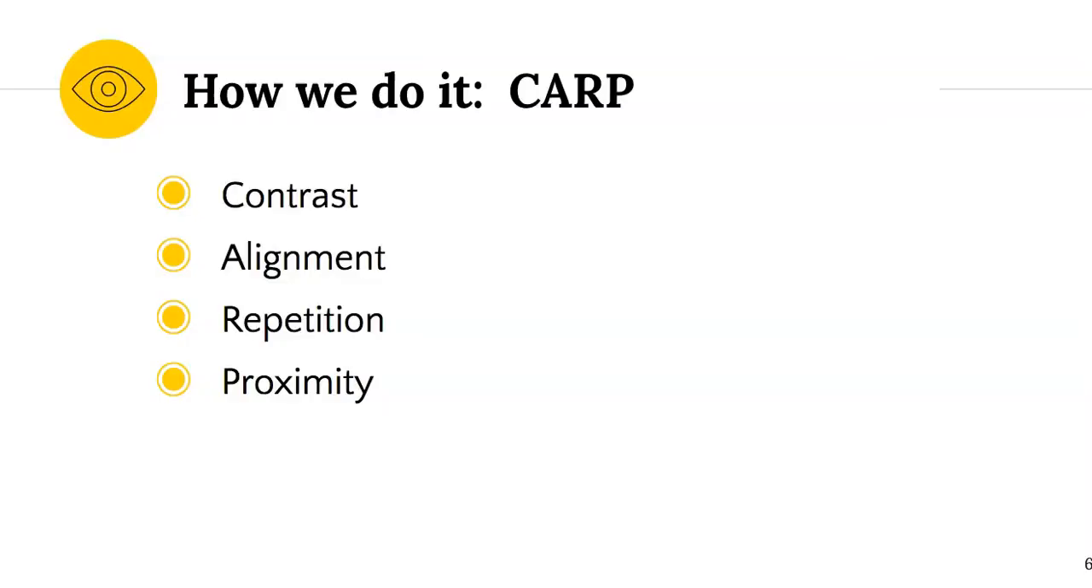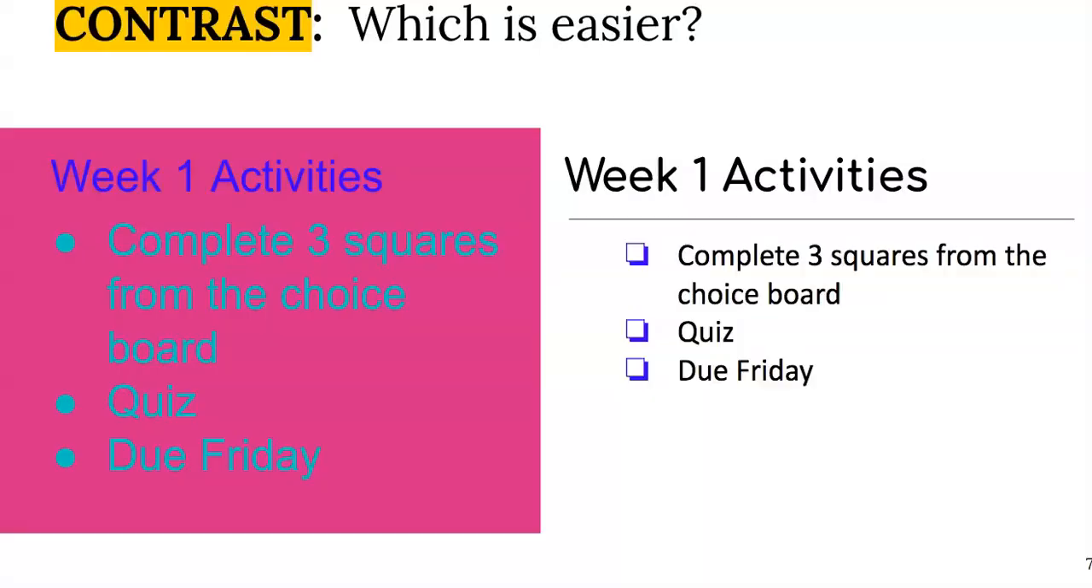So, another way that we can design in a way that helps our learners pay attention to the content and the skills we really want them paying attention to and increase their memory is by using CARP, or contrast, alignment, repetition, and proximity in our design. So, when we're thinking about contrast, which one of these two is easier to read? The content on the left or the content on the right?